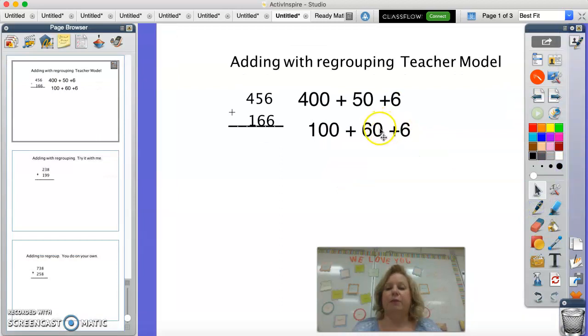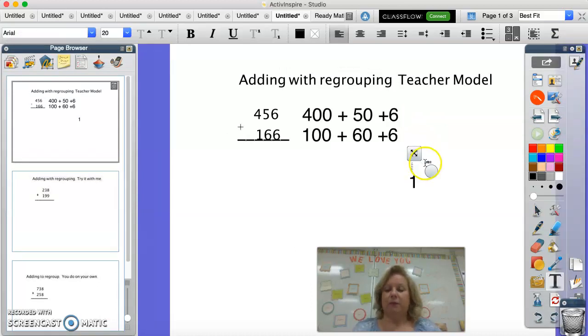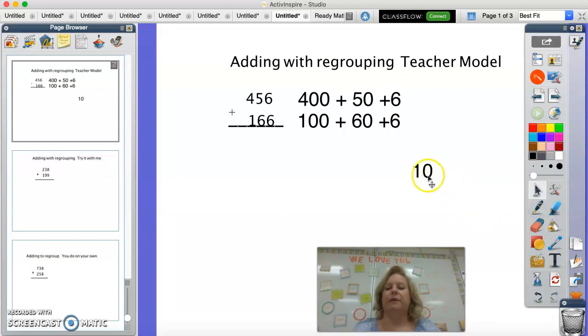So I have my expanded form, and I can go ahead and add those together. We're running into a little bit different situation here. We have a 6 and a 6, which equals 12. We can make a 10 out of 6 and 6, which is 12, and we have 2 left over. So we're going to add that 10 to our 10s. We're going to put that right up here.